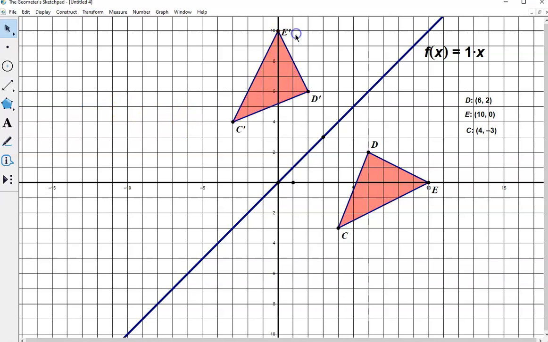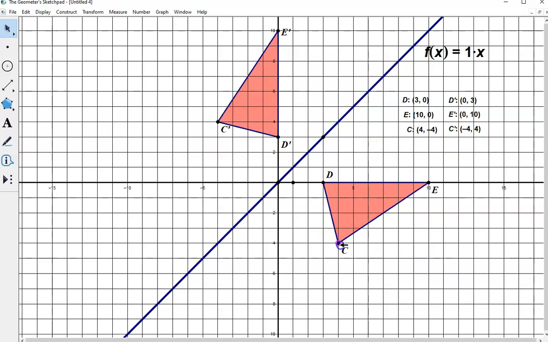There are our new values, our primes. Let's do a quick measurement of D prime, E prime, C prime. Let's measure those coordinates and compare. So here's D, and here's D prime. Here's E, and here's E prime. Here's C, and here is C prime. Oh my goodness, how cool is that? You see what has happened? Whatever the x value was or the y value, they swap, they switch.